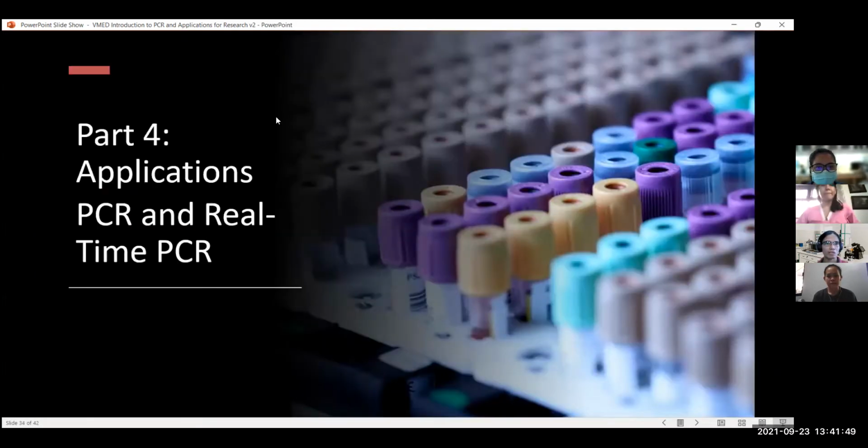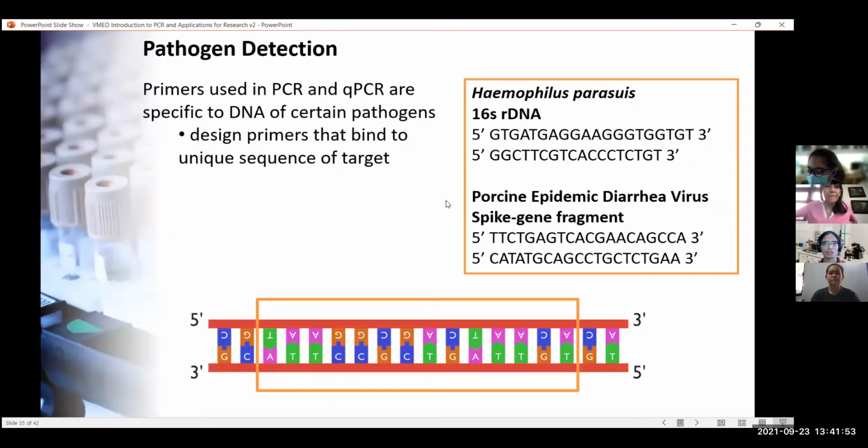Okay, so let's go to the applications. What can you do with PCR and real-time PCR? So first is pathogen detection. As I mentioned earlier, the primers used in PCR and real-time PCR are very specific to DNA. And since different organisms have different sequences, you can use that to your advantage.